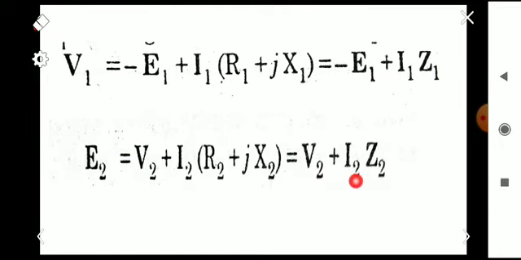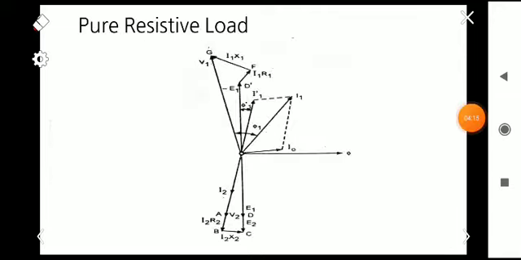Using these equations we will draw the phasor diagram of an actual transformer with resistive load, inductive load and capacitive load. So next we can go for that. Initially we can discuss the case of a pure resistive load. If you are connecting a resistive load at the output of an actual transformer, how can we draw the phasor diagram? We will start with the flux phi.